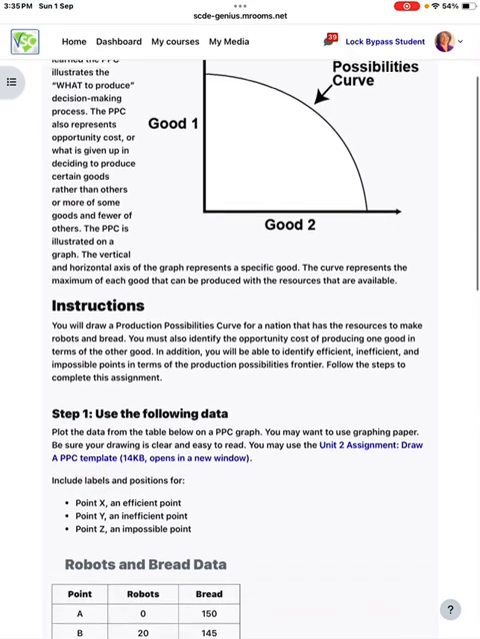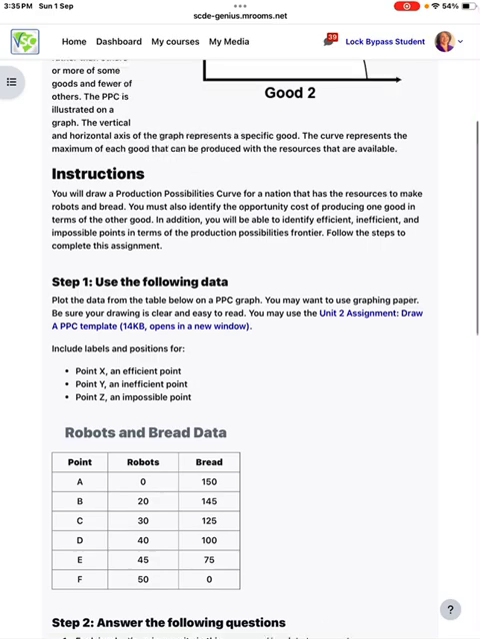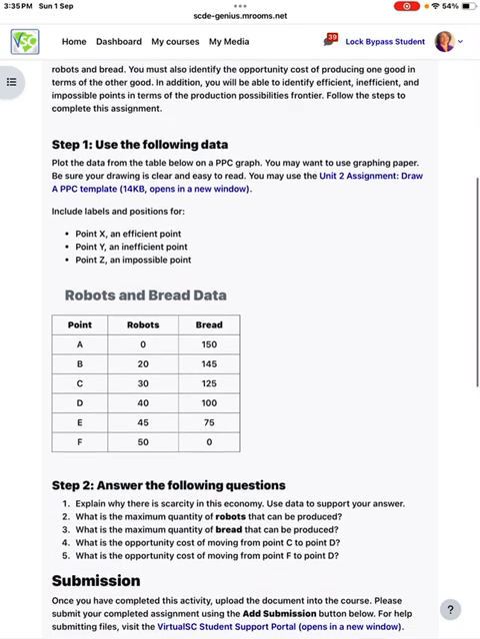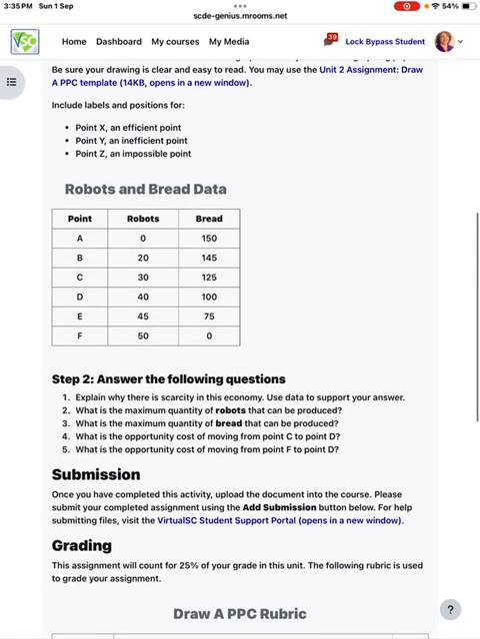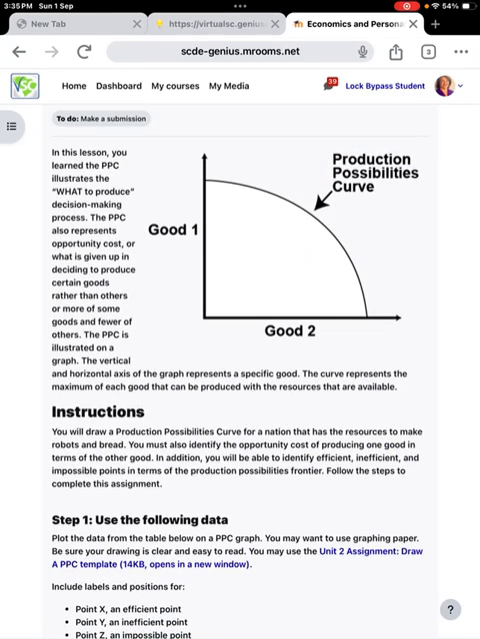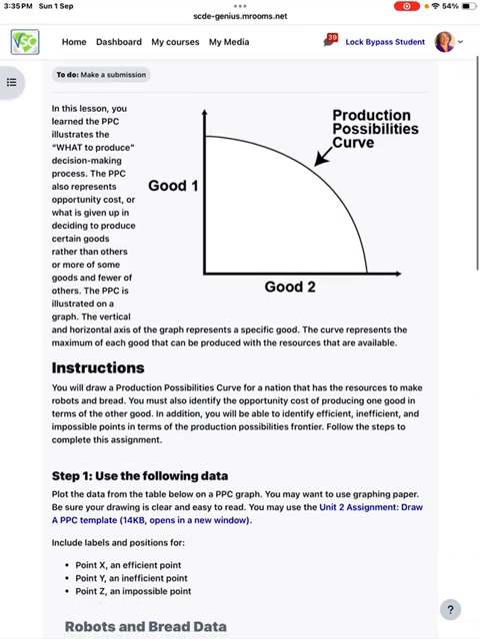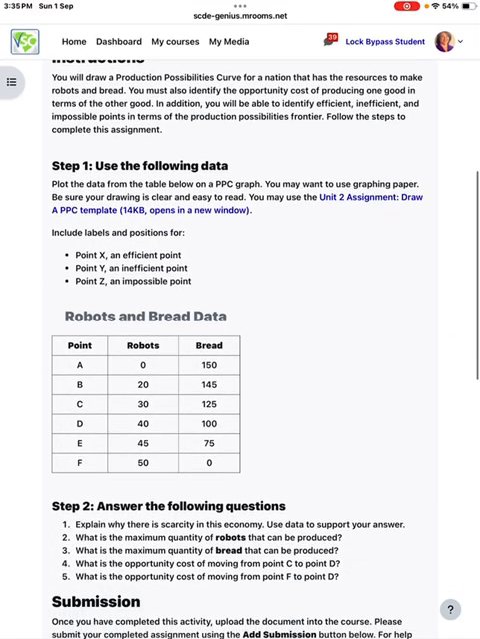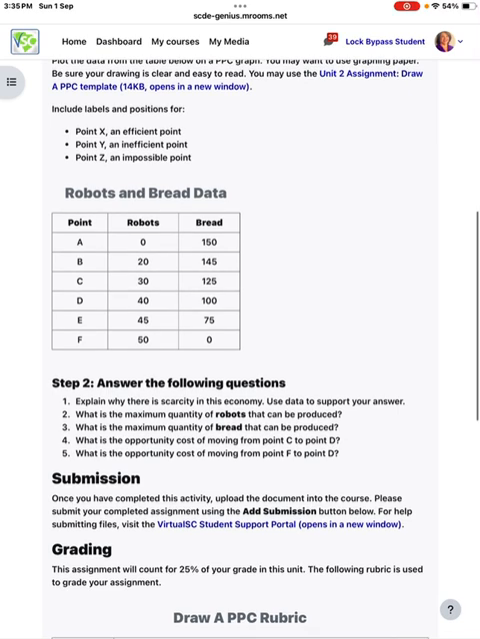It is not something that is typically used. Okay, you are going to use this robots and bread data. And you see that they've got you putting good 1 on the y-axis. The y is the axis pointing up. Some people say y to the sky. And good 2 on the x-axis, the bottom axis. And the data that you are using is robots and bread.